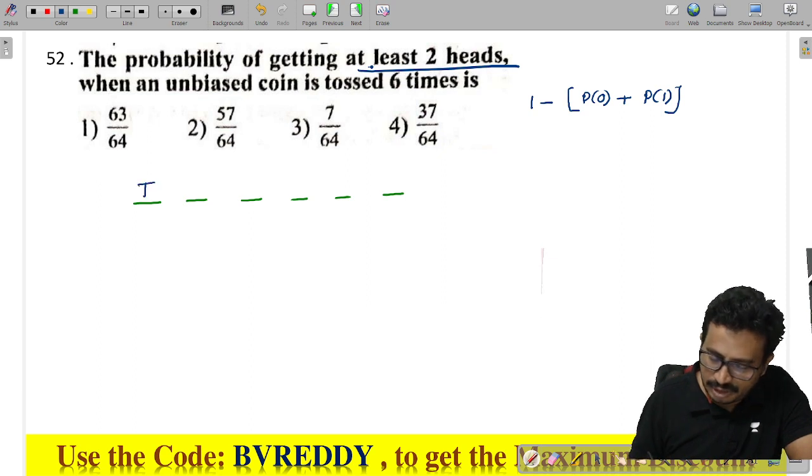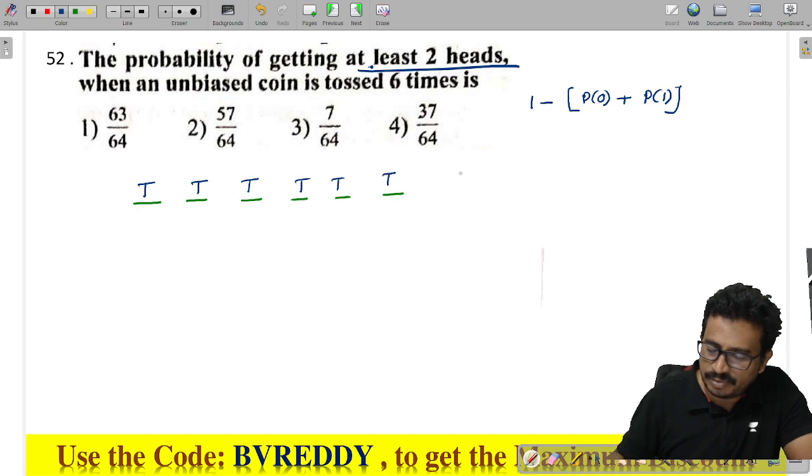So tell me, the probability of getting 0 heads means all tails must happen. All tails must happen. So how many combinations are there? 1 combination.